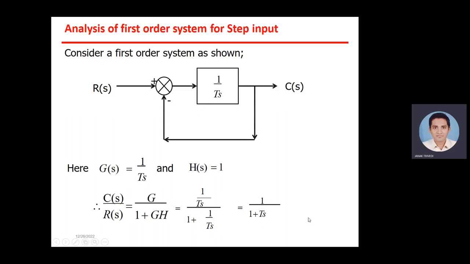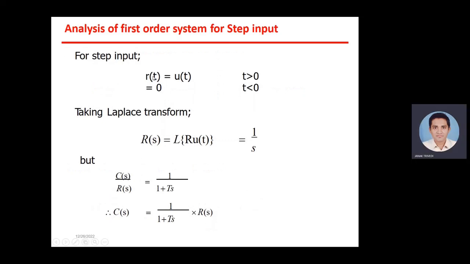plus Ts. So for step input, R of t is equal to U of t when t is greater than 0, otherwise its value is 0. Taking the Laplace transform of U of t, that is 1 upon S. So here we have C of S divided by R of S equal to 1 upon 1 plus Ts. In that case, when input is a step, R of S equal to 1 by S. So put this value in this particular equation.